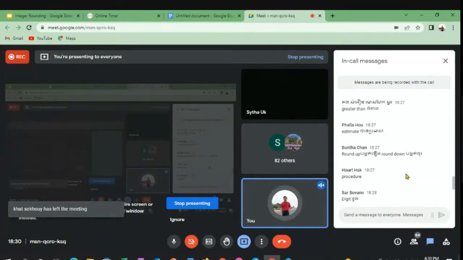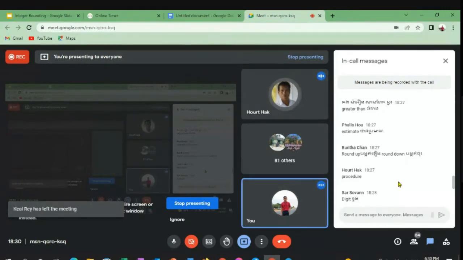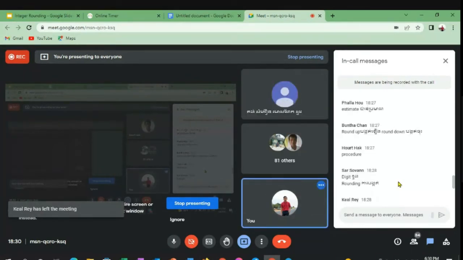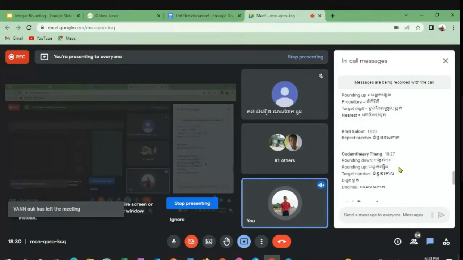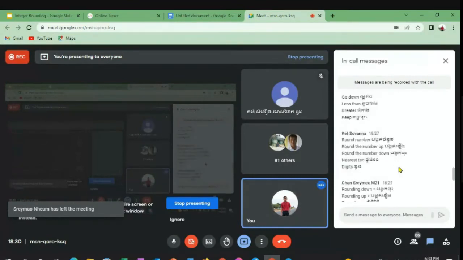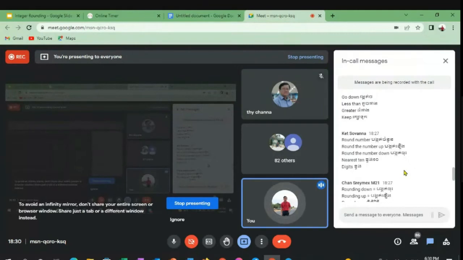Teacher Hood Hack. What does procedure mean? Please explain it in Khmer. Just in Khmer, teacher. Yes. Procedure. So you didn't translate to Khmer. And teacher Kazuana, procedure means the process of doing something. Thank you, teacher. Procedure means process.